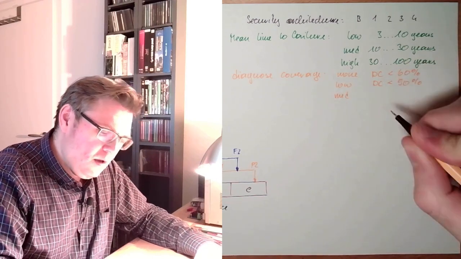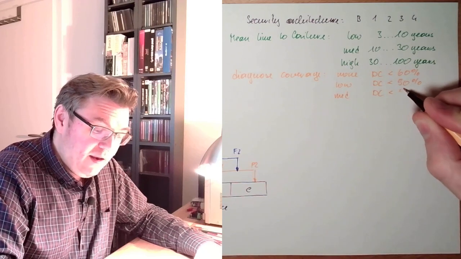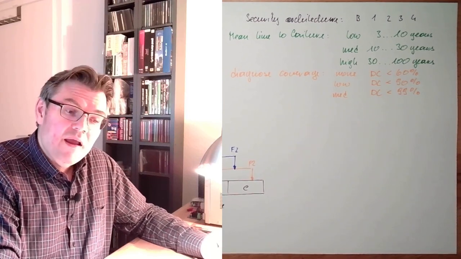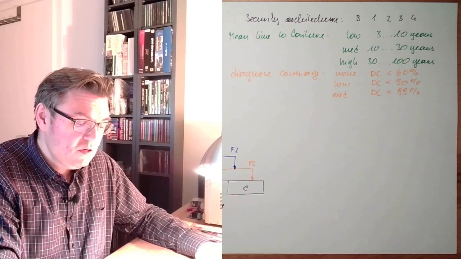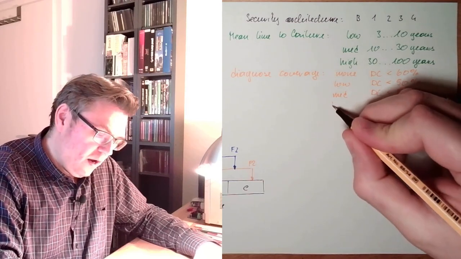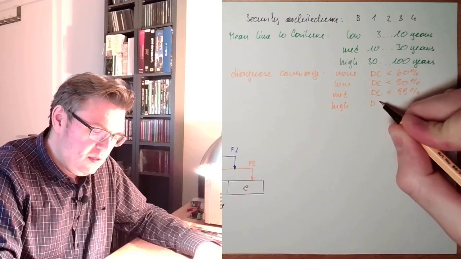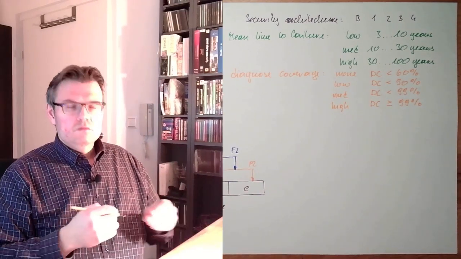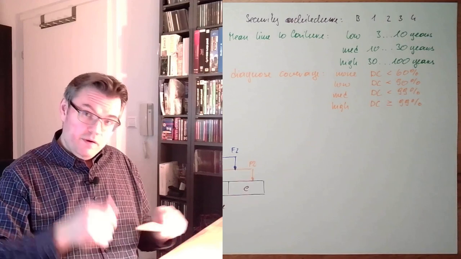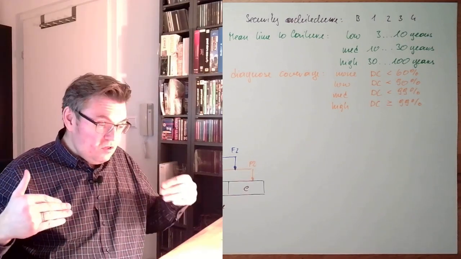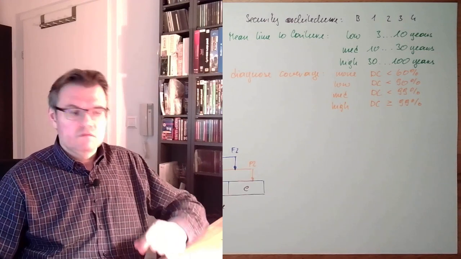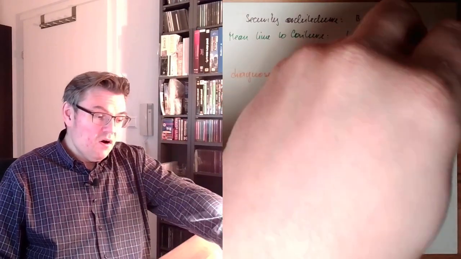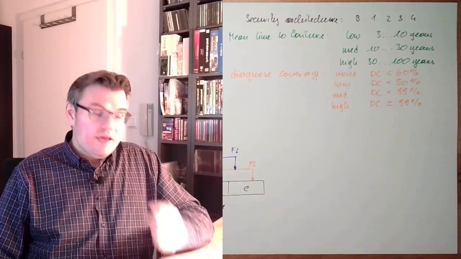Medium means DC is smaller than 99%. So if we only discover less than 99% of all critical errors ourselves, we are in category medium. And then there is high. This means DC is bigger or equal 99%. This means practically all critical errors can be seen by the system itself. That's the diagnose coverage. And depending on the combination of those things, I can reach a performance level.